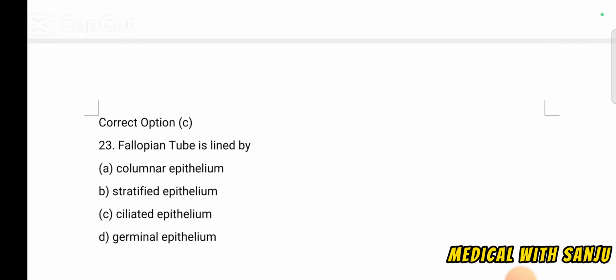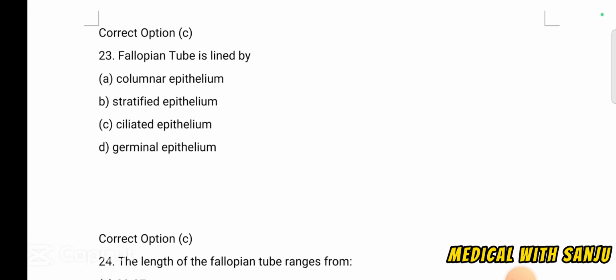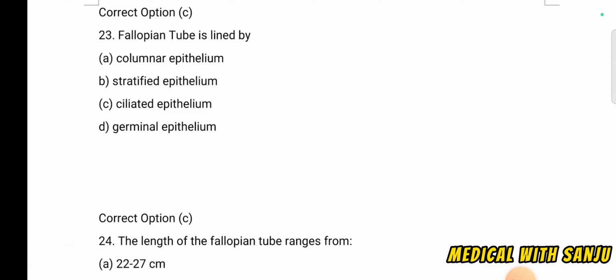Question number 23. Fallopian tube is lined by option A columnar epithelium, option B stratified epithelium, option C ciliated epithelium, and option D germinal epithelium. Fallopian tube is lined by ciliated epithelium. Option C is right answer.